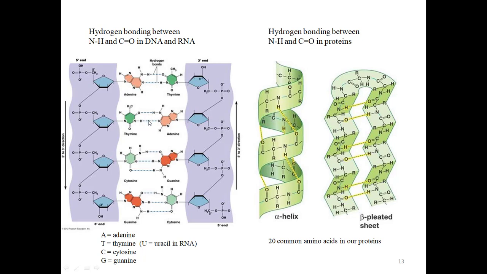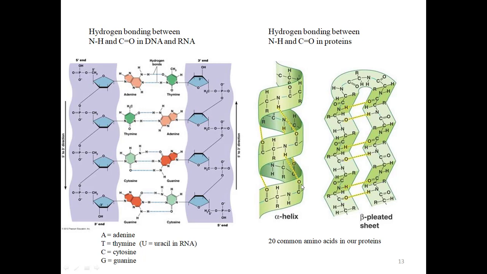And remember, when your cell duplicates, it has to unravel all of the DNA. Or if your cell's going to make some RNA that's going to make some protein, then you have to unravel that part of the DNA. If you have more GC interactions, it's a little harder to open that up than if you have AT interactions.